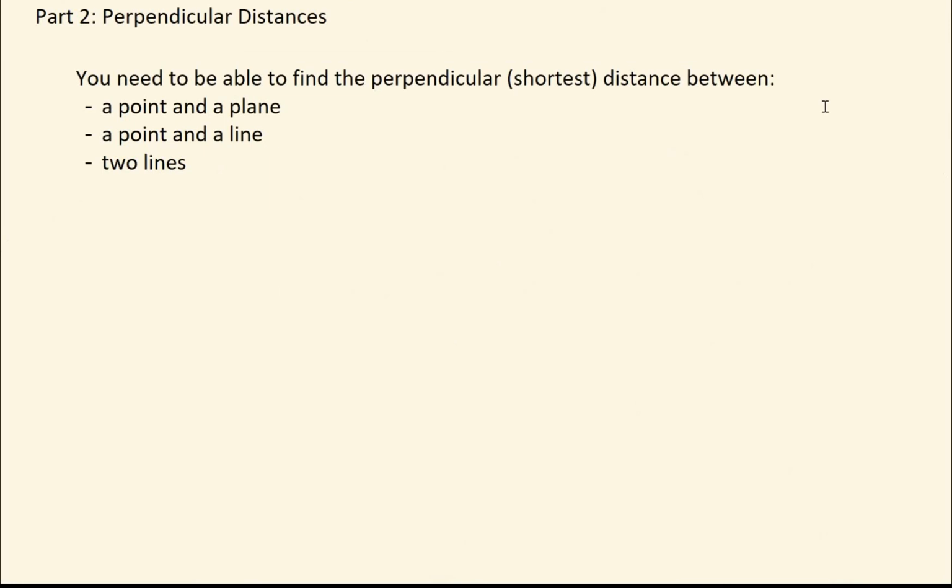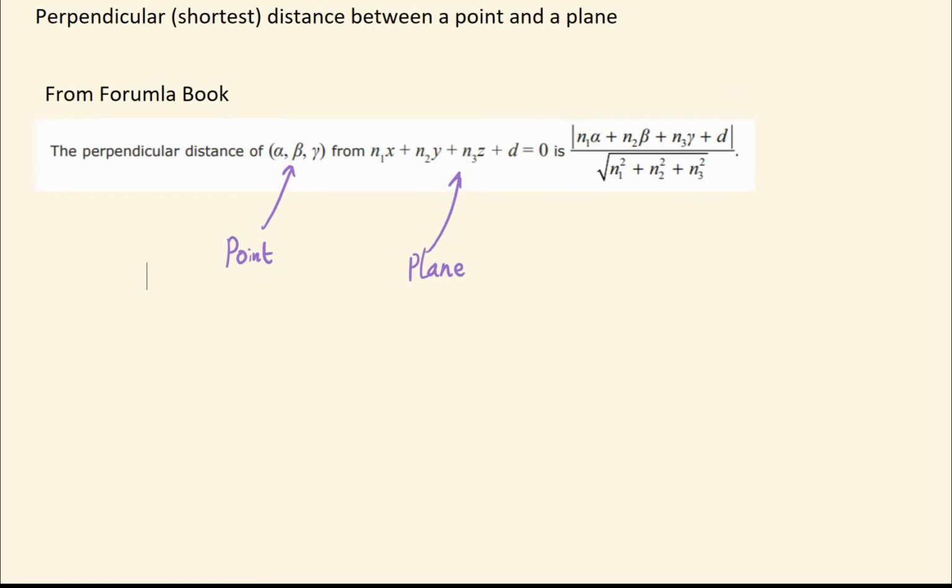Part 2 is on perpendicular distances. You're required to find the perpendicular, often called the shortest, distance between either a point and a plane, a point and a line, or two lines. This is quite easy, and it gets steadily harder as we go down that list. So for a point and a plane, as I mentioned earlier, it's actually given in the formula book. If we're going to find the distance between this point alpha, beta, gamma, and this plane, which is written in this slightly weird form, it's just this.